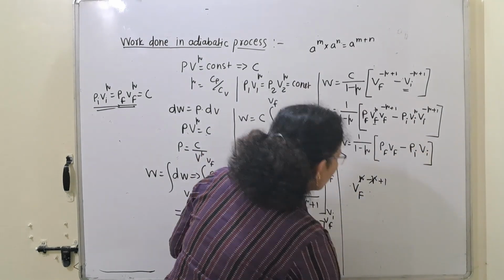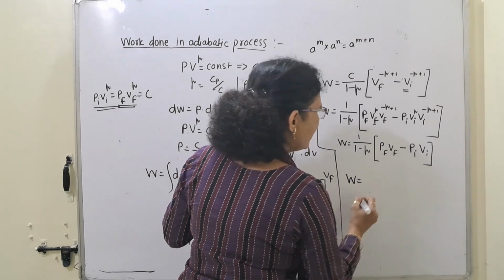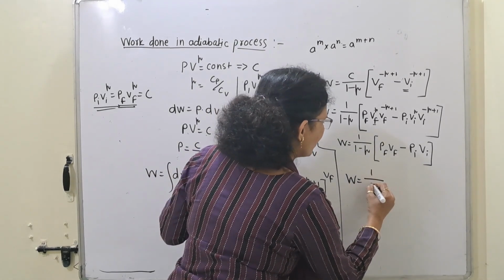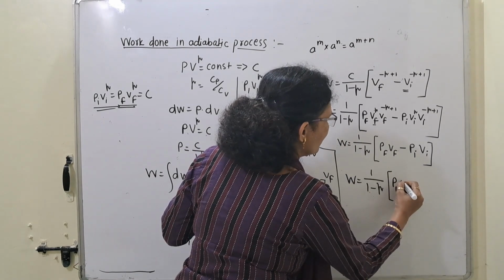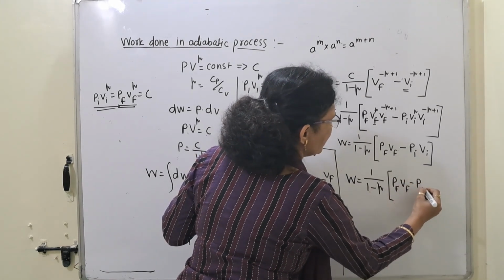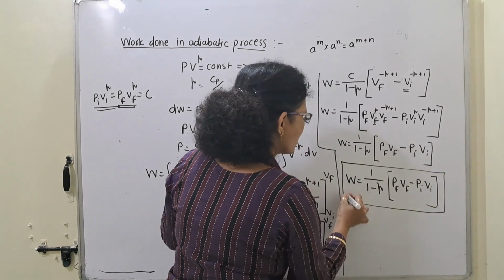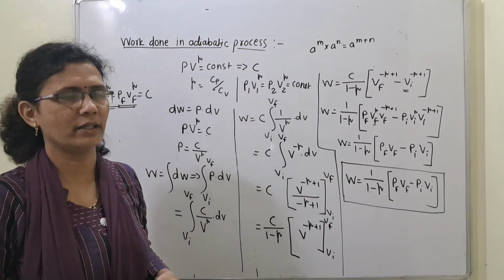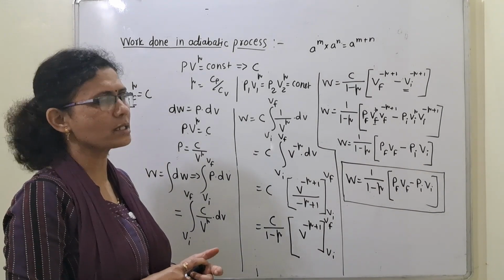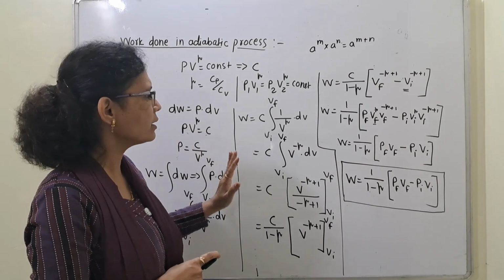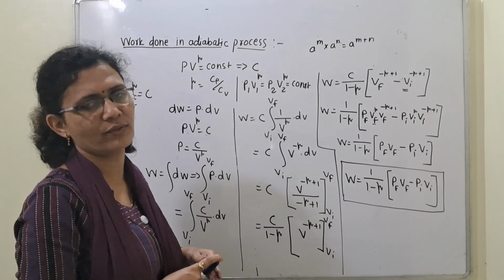Okay, so this is the formula for work done in case of adiabatic process, that is 1 upon 1 minus gamma in bracket Pf Vf minus Pi Vi. This is the required expression for work done in case of adiabatic process. This derivation is somewhat big, but if you try to remember the terms step by step, that will be easy.